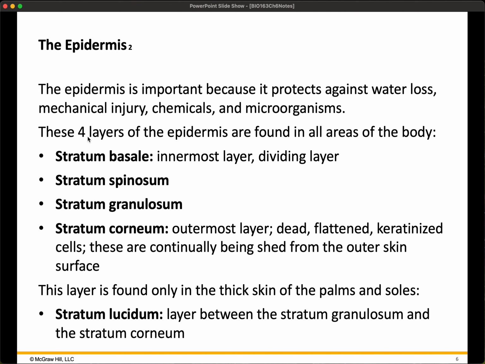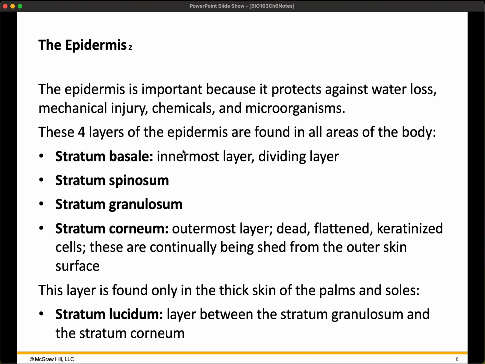Okay, so we talked about the two types of skin, thick and thin. That difference is from the epidermis. So in thin skin, you have the basale, spinosum, granulosum, and corneum. And then in thick skin, you add in that stratum lucidum between these two superficial layers, the granulosum and corneum.